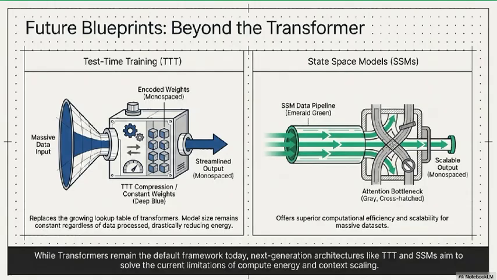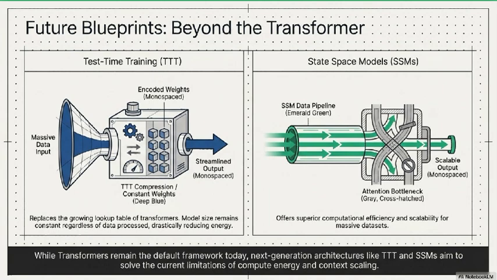The visual for this one is an emerald green data pipeline. It flows right into a gray cross-hatched block labeled attention bottleneck. But the green arrows weave right through the bottleneck and come out the other side as scalable output. SSMs directly attack the core mathematical flaw of the transformer's self-attention mechanism. N squared, probably. Right.